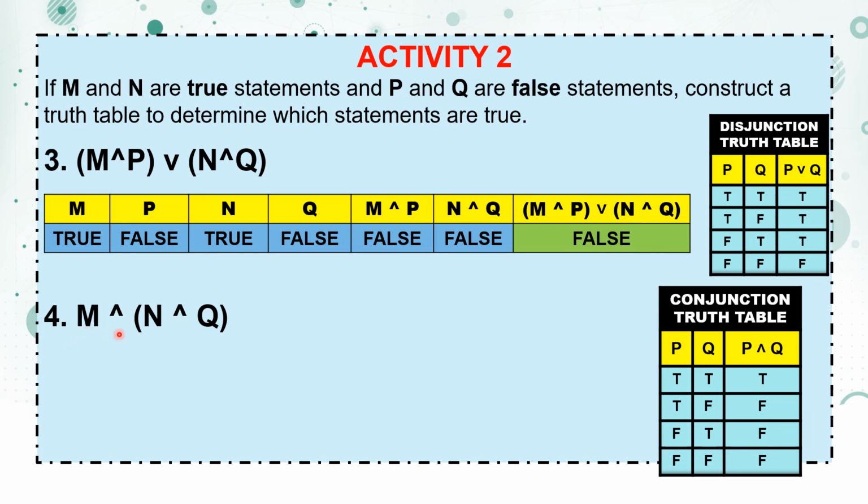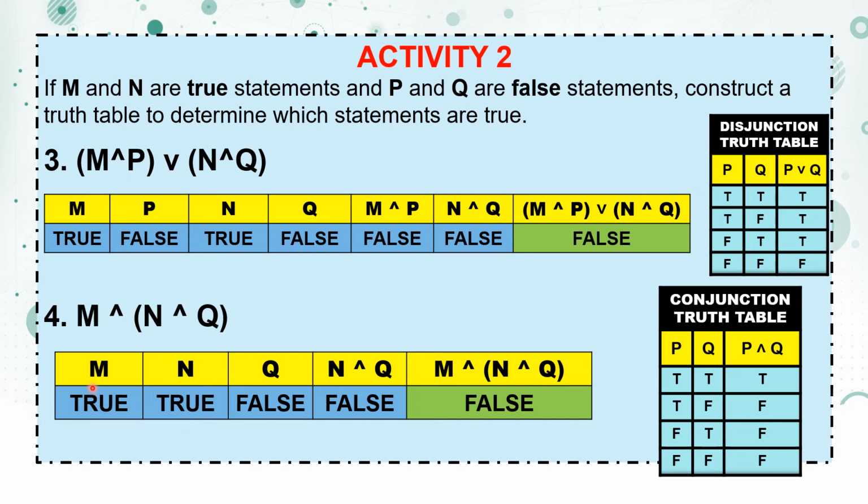M, N, and Q. So, we have three propositions: M, N, Q. Let's get their truth values first. M and N are stated to be true statements, so true, true. Then Q is false. Let's get the truth value of what's in the parenthesis, N and Q.